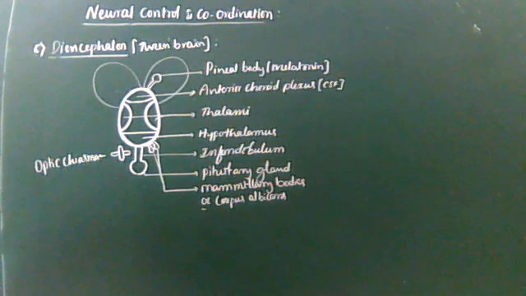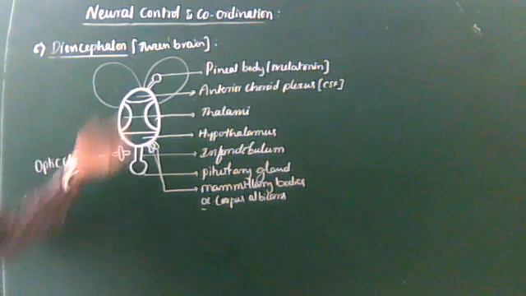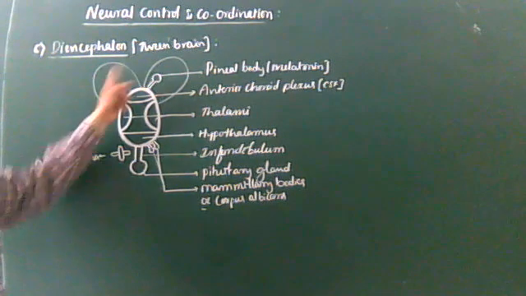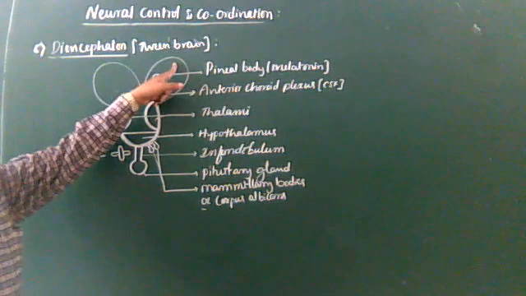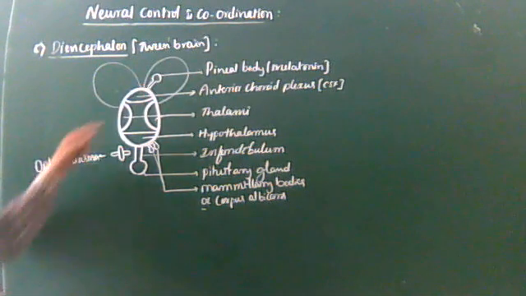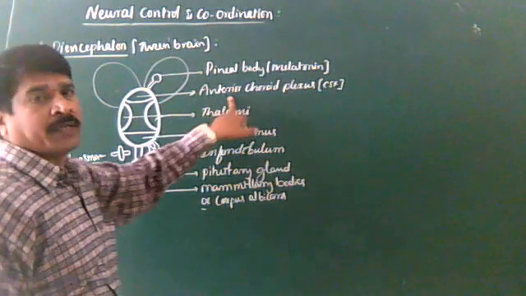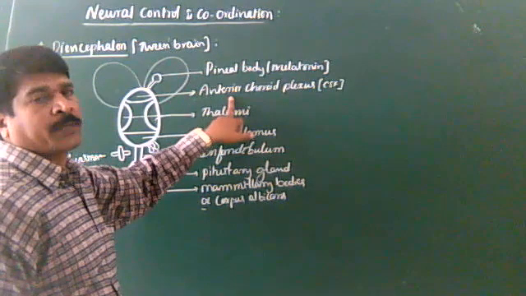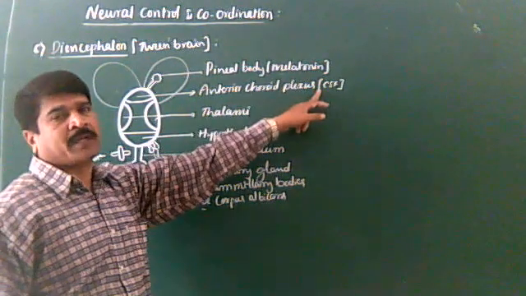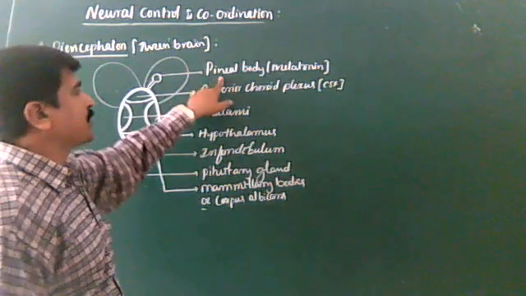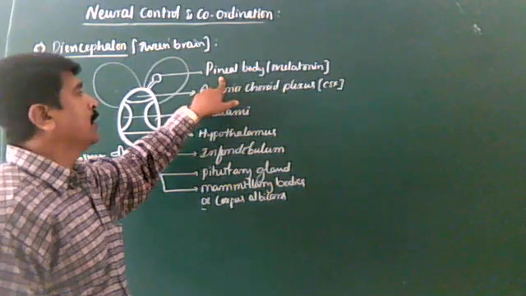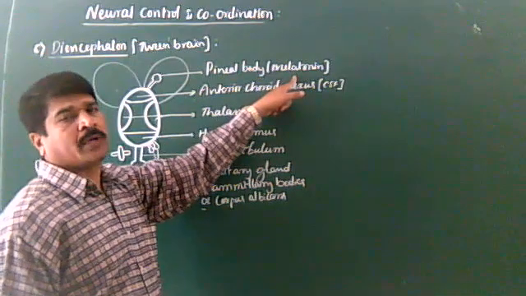I'll repeat once again. The diencephalon is also called the twin brain. It is a small rounded area present above the midbrain, covered dorsally by the cerebral hemispheres. The roof of the diencephalon contains a non-nervous area called the anterior choroid plexus, which secretes cerebrospinal fluid. Immediately behind the plexus, there is a small rounded structure called the pineal body, which secretes melatonin hormone into the blood.